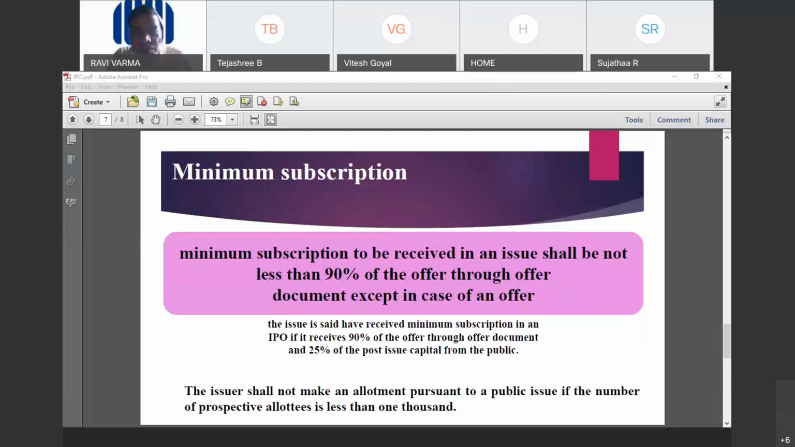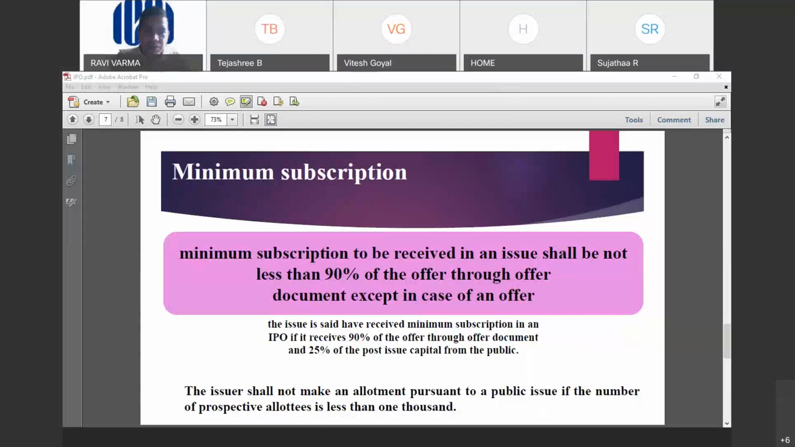So now a question for you. For example, I have achieved 90%, but my numbers are 68. Is it a successful offer? Very good, Sujata. You answered it rightly, that it's no, not successful. Yes, good. Vitesh, Atul, everyone, good. It's not a successful offer, reason being both the conditions need to be satisfied.